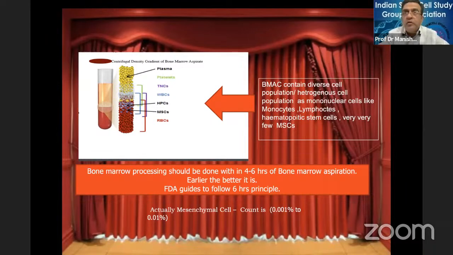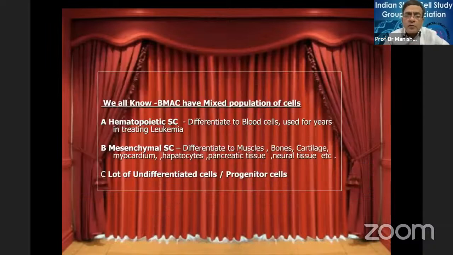It is very important to remember that bone marrow processing should be done within 4 to 6 hours after the aspiration as per the FDA guidelines. It is just like a golden period, just like in trauma, we have a golden rule. And definitely, yes, a little bit of MSC count is increased, but not gradually. You can see here 0.001 to 0.01%. So practically, you can say there is no MSC count which is available.